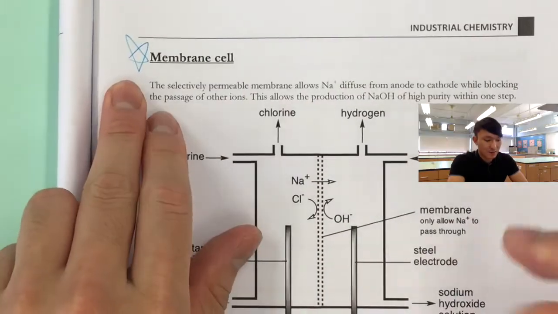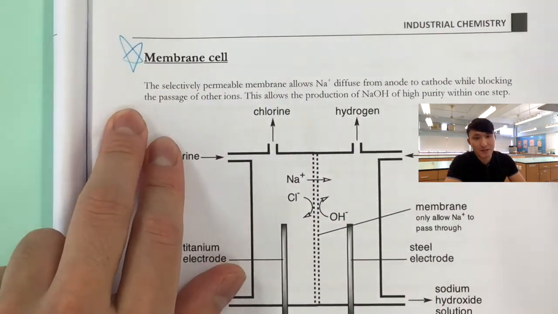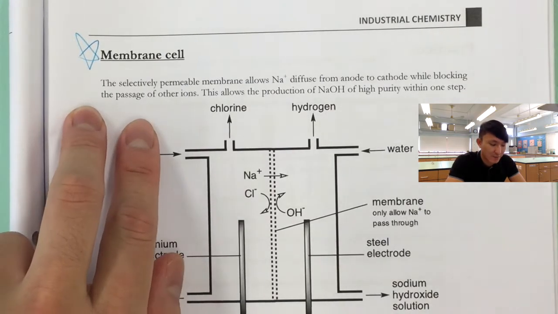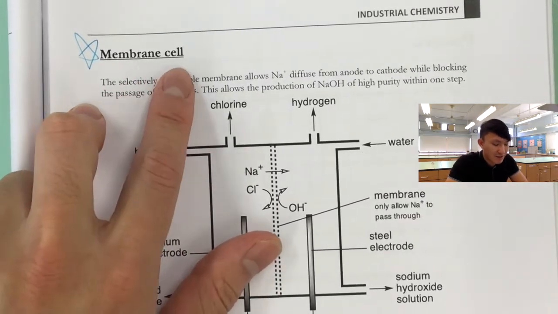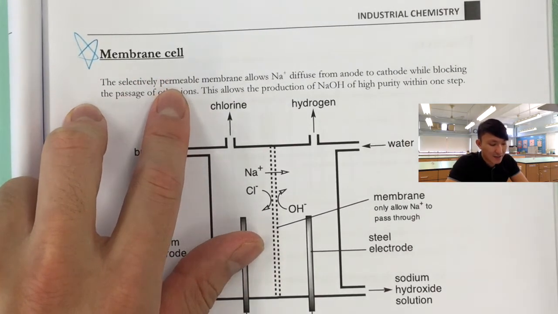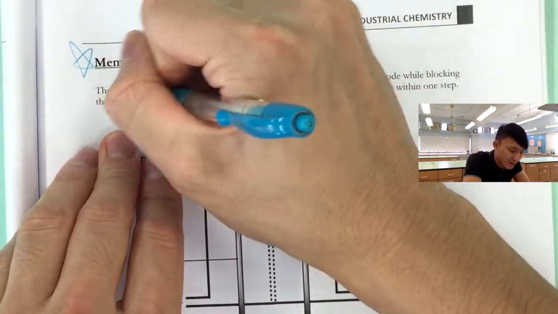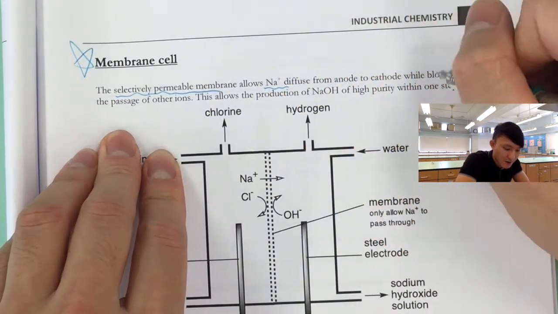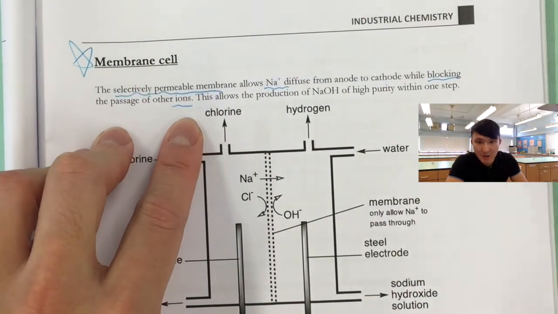Now on the right hand, this one is more important. This is a membrane cell. A membrane cell is considered a more advanced cell, and these days we will be using this membrane cell instead of the flowing mercury cell. As a membrane cell, as the name implies, it has a selectively permeable membrane at the middle. And this membrane here allows sodium ion to diffuse, however, blocking other ions. So it only allows sodium ion to pass through, but not the other ions.